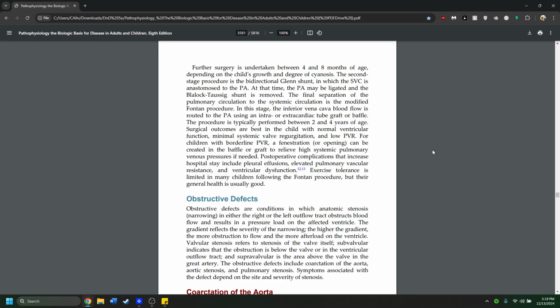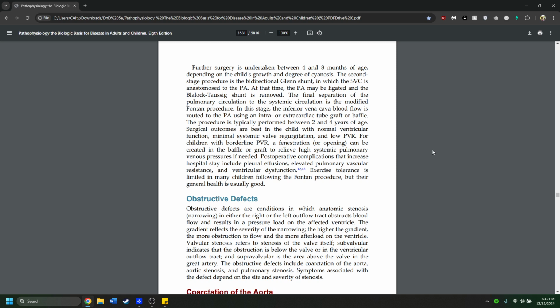Further surgery is undertaken between 4 and 8 months of age, depending on the child's growth and degree of cyanosis. The second stage procedure is the bidirectional Glenn shunt, in which the SVC is anastomosed to the PA, or pulmonary artery. At that time, the pulmonary artery may be ligated and the shunt is removed.